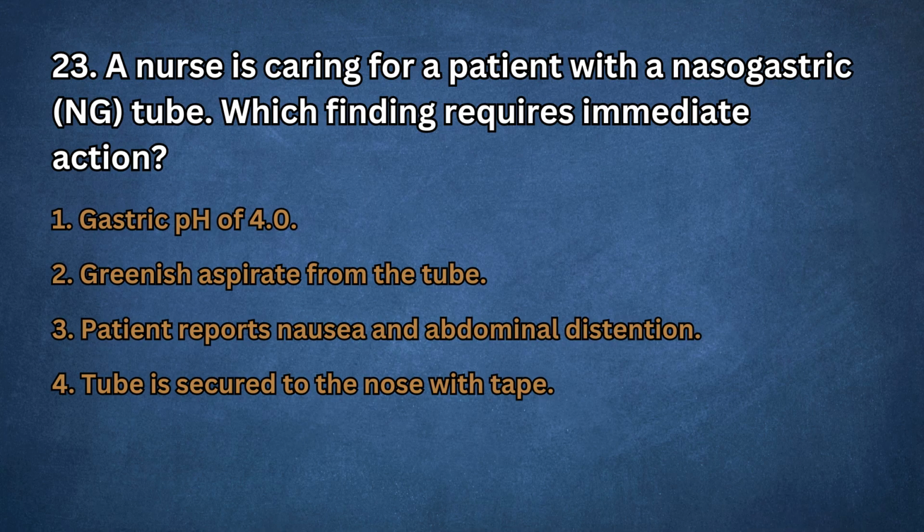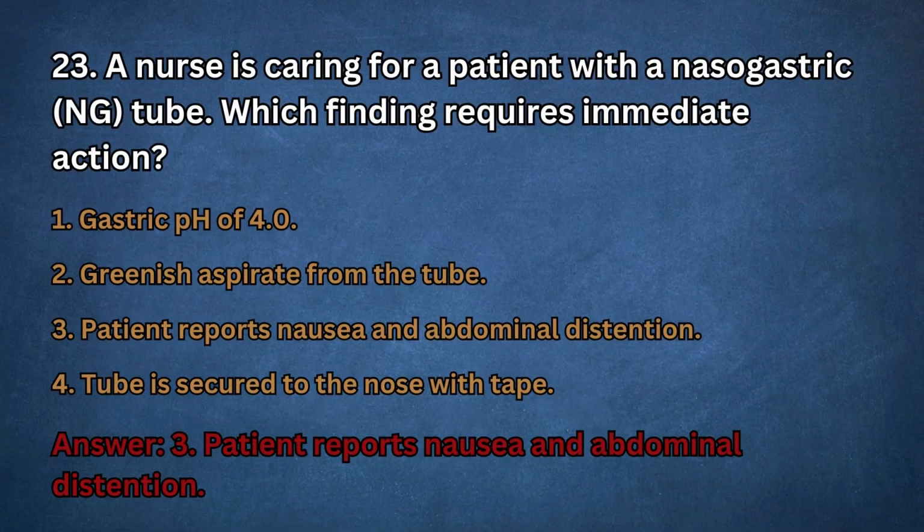23. A nurse is caring for a patient with a nasogastric NG tube. Which finding requires immediate action? 1. Gastric pH of 4.0. 2. Greenish aspirate from the tube. 3. Patient reports nausea and abdominal distension. 4. Tube is secured to the nose with tape. Answer 3. Patient reports nausea and abdominal distension.